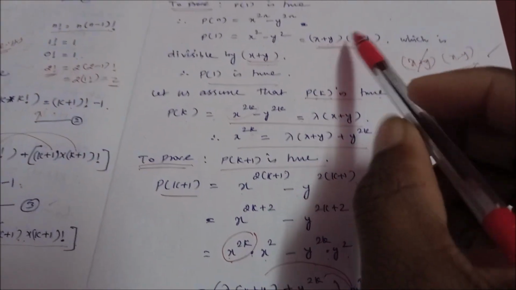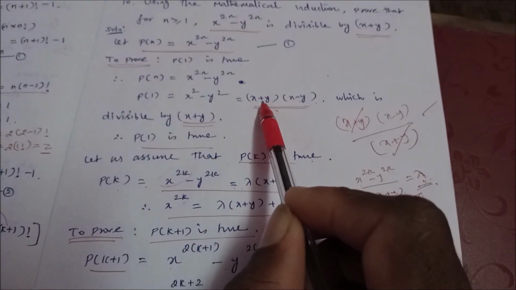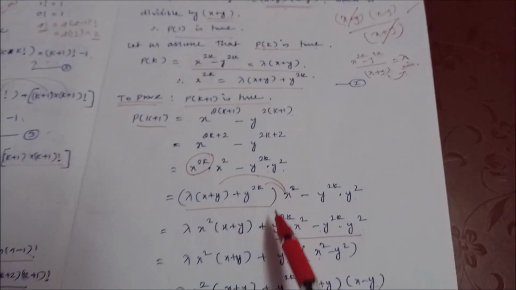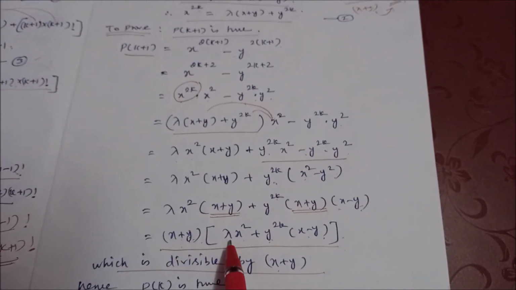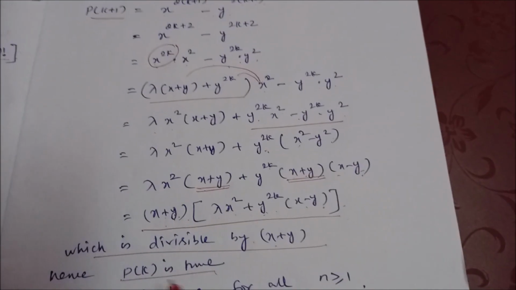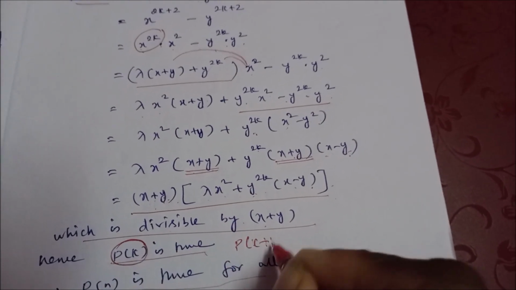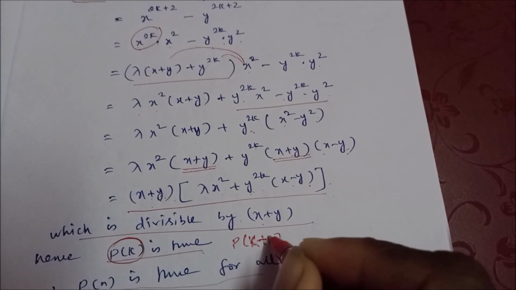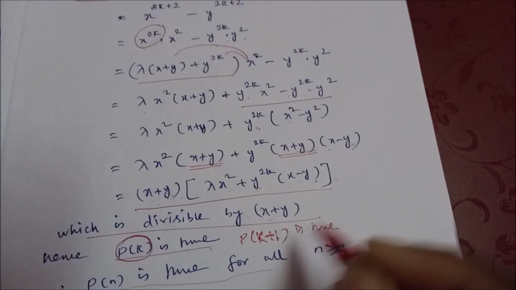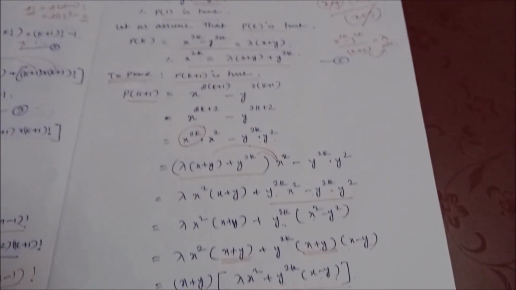So first, P(1) is true: the two factors are (x + y)(x − y), so it is divisible by x + y. We have to write out divisible by x + y. Same concept for k + 1: x + y into another factor, so it is divisible by x + y. Hence P(k + 1) is true. Hence P(n) is true. This is the 10th problem for divisibility problems.